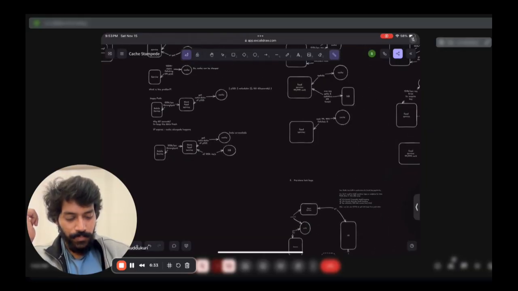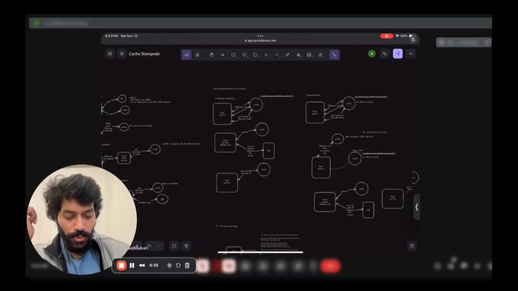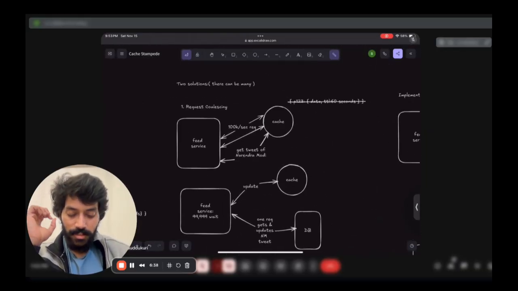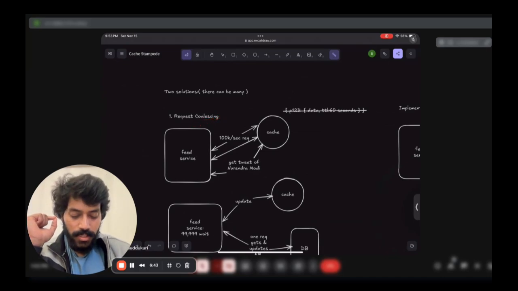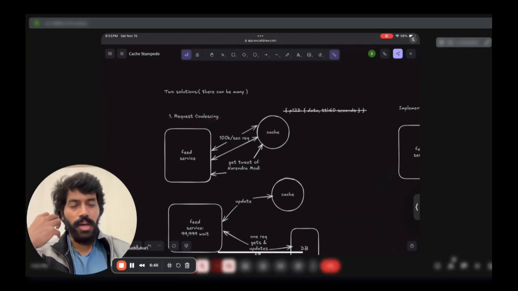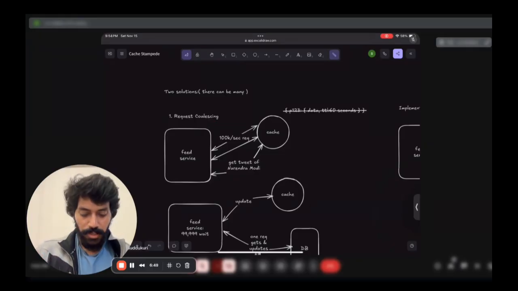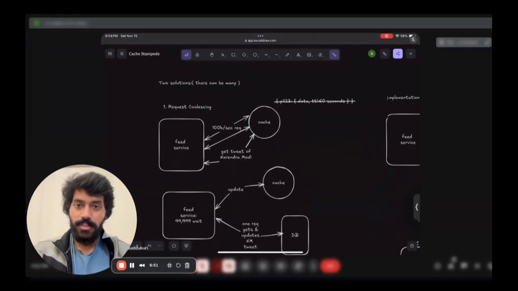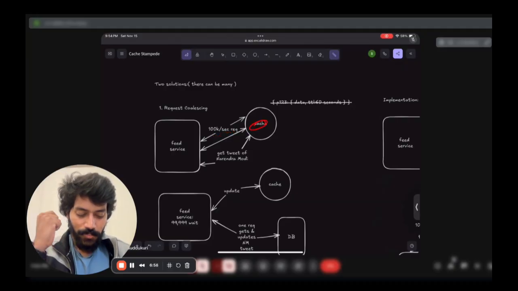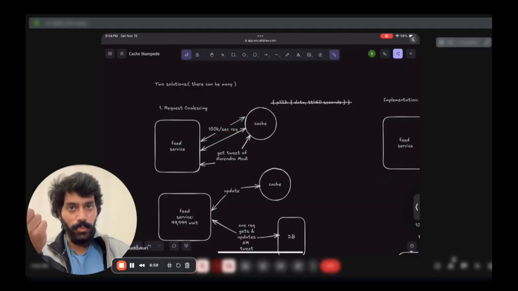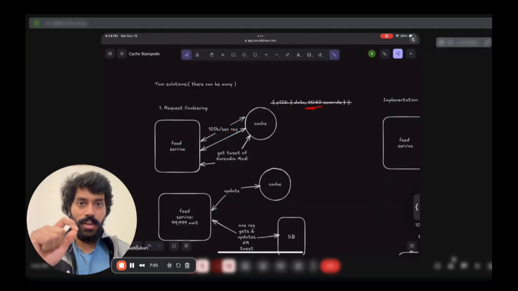Now, let's see what popular solutions we have. The first thing that I would always consider is called request coalescing, and this is a technique which I would prefer to come up with in most of my interviews. So let's go back to the same example. We have 100,000 requests looking into the cache for this post P123, and it's not available.